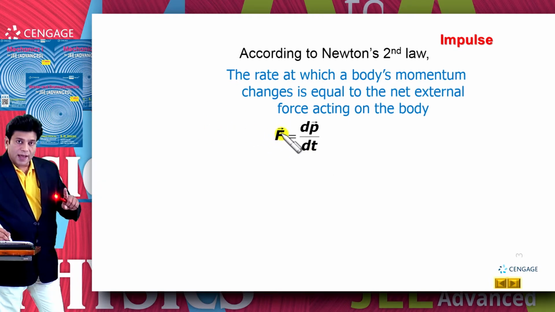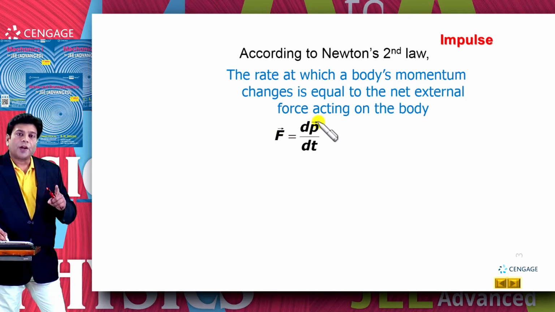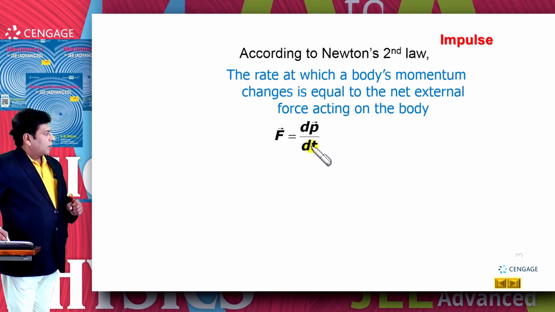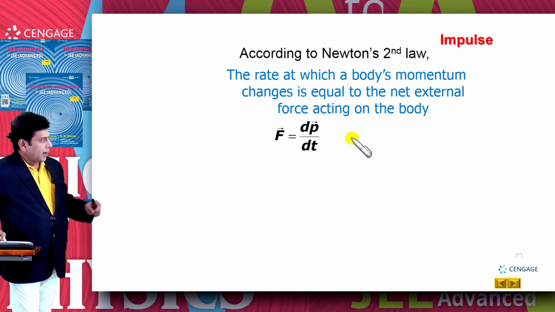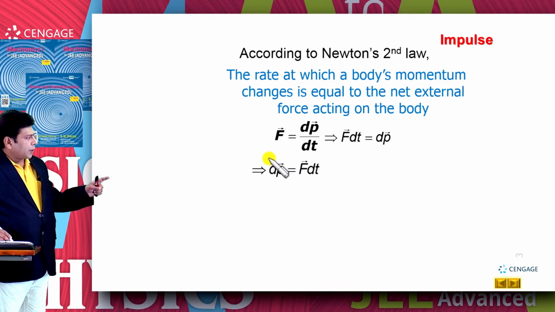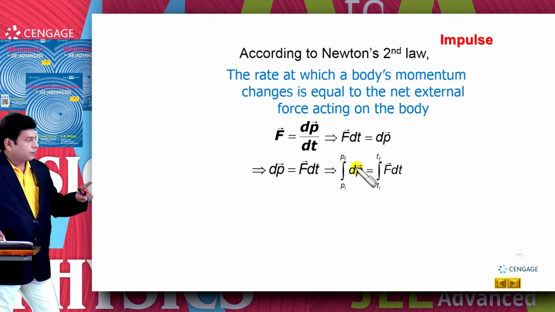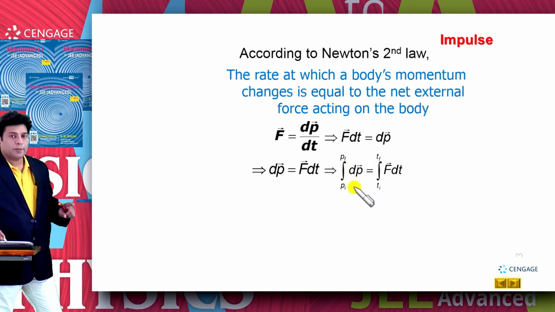Here F is the net external force acting on the system, and dp by dt is the net rate of change of linear momentum with respect to time. We can rearrange this equation and write F dt equal to dp. Now we can take the integration of both sides with the proper limits: p initial to p final, and the time limit t initial to t final. The integral of dp can be simplified to p final minus p initial.